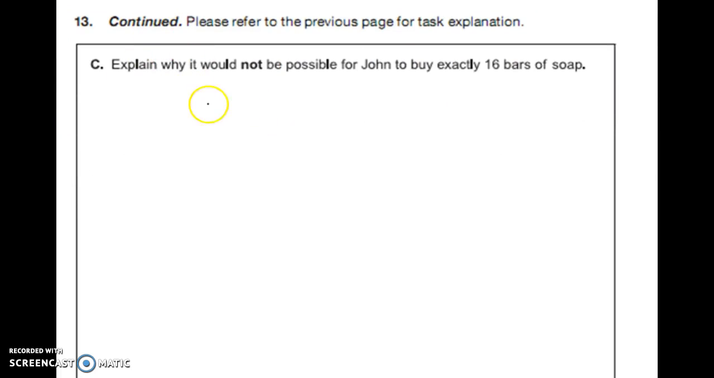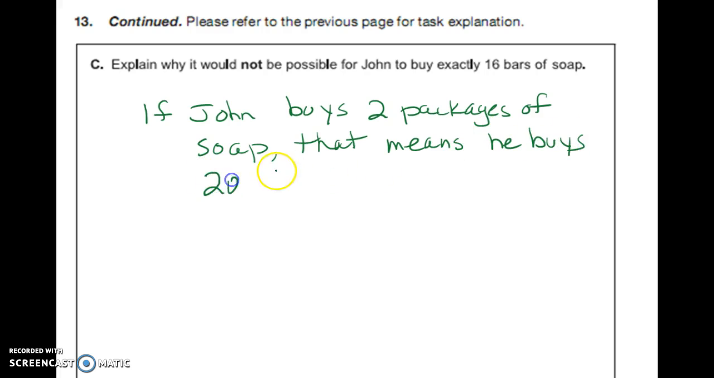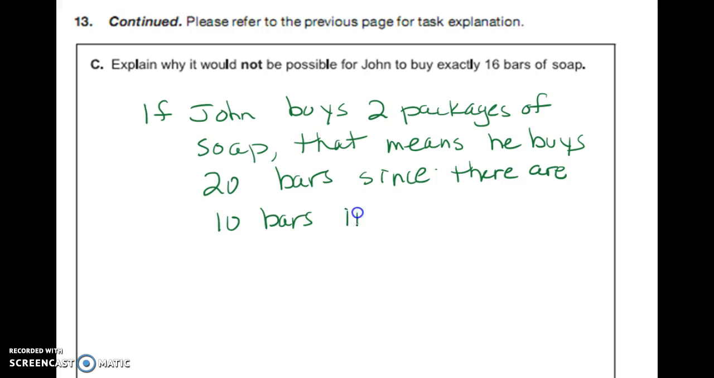So our explanation might be something like this. If John buys 2 packages of soap, that means he buys 20 bars, since there are 10 bars in each package.